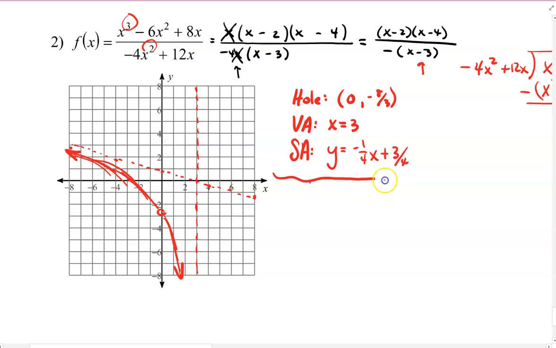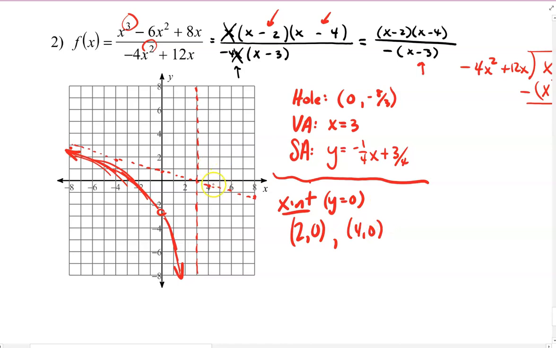And I just realized we never did calculate our x-intercepts. Our x-intercepts occur when y is equal to 0. So that's only going to be zeros over our denominator. That's when x is equal to 2. So we've got an x-intercept at 2, 0. And we also have an x-intercept at 4, 0. So 4, 0 here and 2, 0 here.